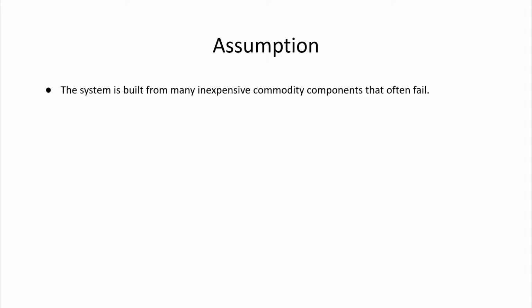There are some assumptions while designing the system. First of all, the assumption is that the system is built from many inexpensive commodity components that often fail. Component failures are the norm rather than the exception. The file system consists of hundreds or even thousands of storage machines built from inexpensive commodity parts. The quantity and the quality of the components virtually guarantee that some are not functioning at any given time and some will not recover from their current state of failure.